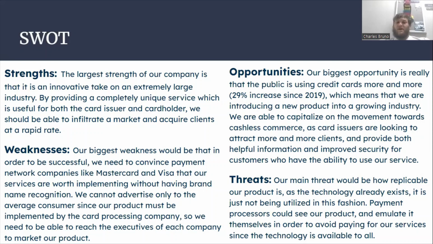A weakness of our company is that we need to convince payment network companies like MasterCard and Visa that our services are worth implementing. Since we're like a grassroots company, that's going to be a little bit harder for us. We cannot advertise only to the average consumer since they first must implement the product.